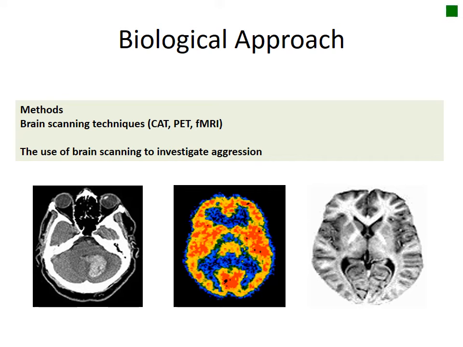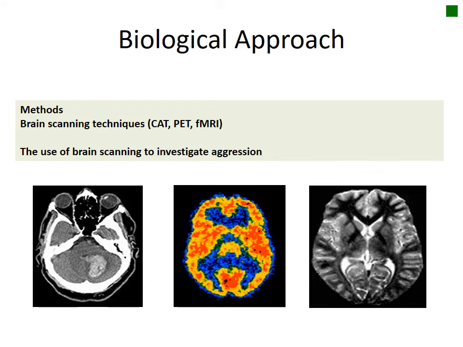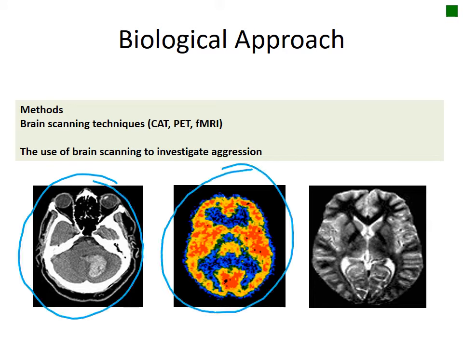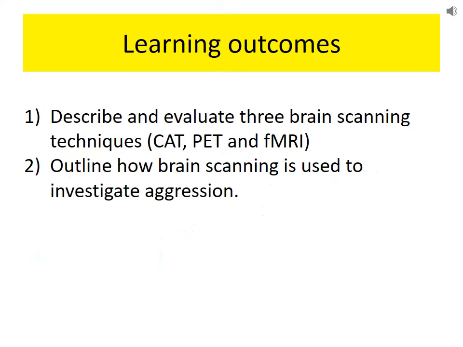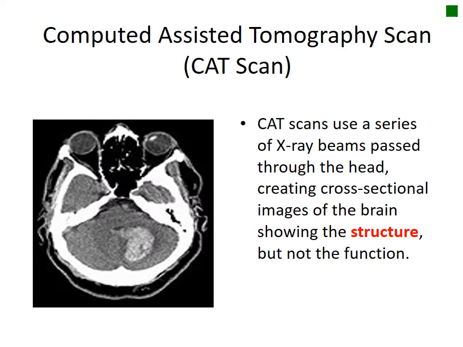This video looks at brain scans as a methodology within the biological approach. You need to know three different brain scanning techniques: CAT scans, PET scans, and MRI scans, in particular functional MRI scans. You need to be able to describe and evaluate these three different types of brain scans and also be able to outline how brain scans are used to investigate aggression.